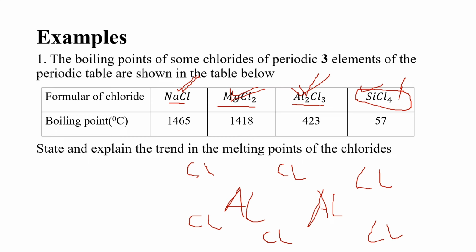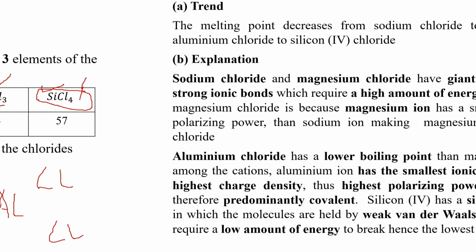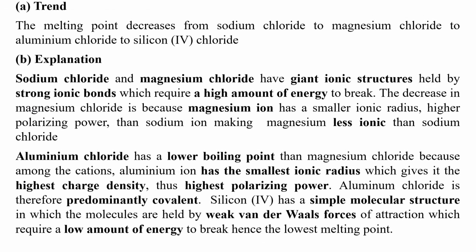Okay, so you can look at the solution and we discuss it. We say that the melting points were decreasing from sodium chloride to magnesium chloride to aluminium chloride to silicon 4 chloride. Because there are only 4 compounds, you can give a general comment. They decrease from sodium chloride to magnesium chloride to aluminium chloride to silicon 4 chloride. We would expect that sodium chloride would have a lower melting point because it has a charge of +1, then magnesium has a charge of +2.